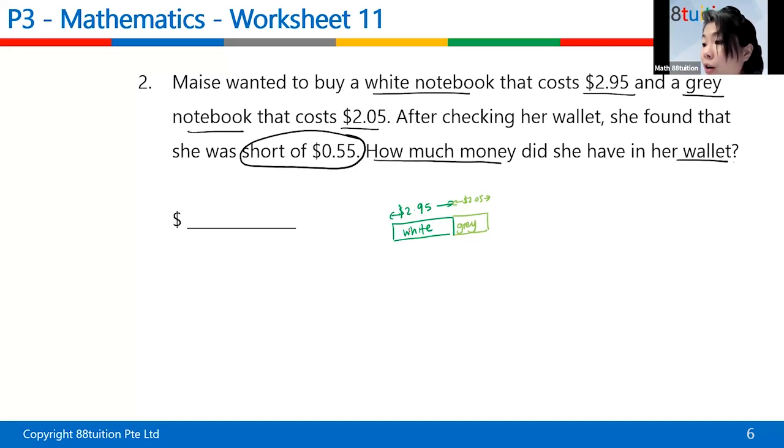So this is the amount of money she wants to spend. But in real life, she has less than that. She has 55 cents less. So she has less than that. This is what she has. So how do I show the 55 cents?